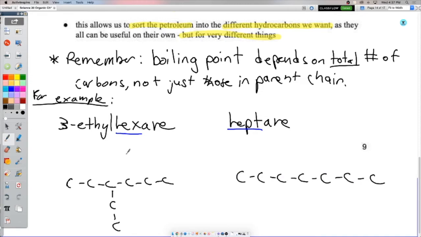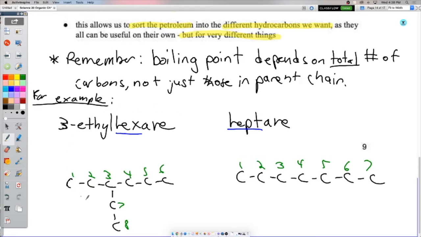So yes, I'm leaving out the hydrogens, but remember, we're just comparing number of carbons for the boiling point here. Okay, take a look. Does heptane actually have more carbons? Aha, hexane has 1, 2, 3, 4, 5, 6, 7, 8, because that branch has 2. Whereas heptane has 1, 2, 3, 4, 5, 6, 7.